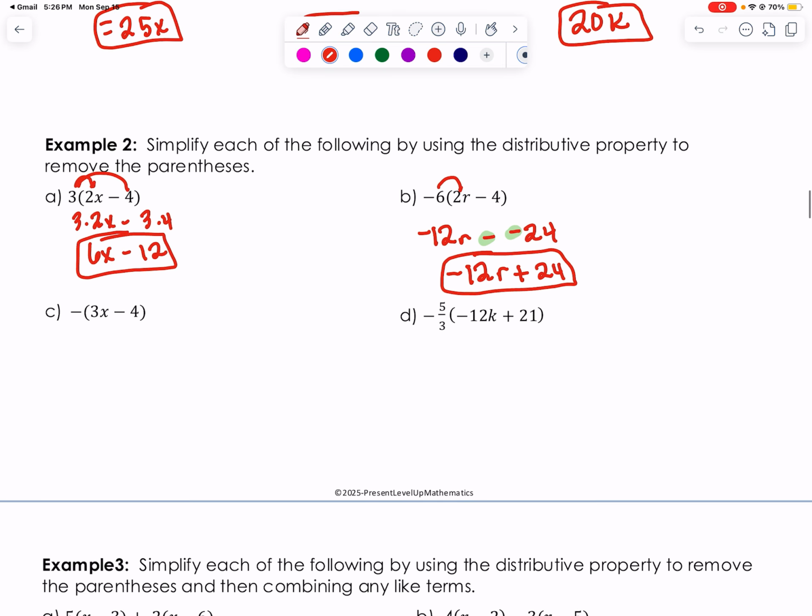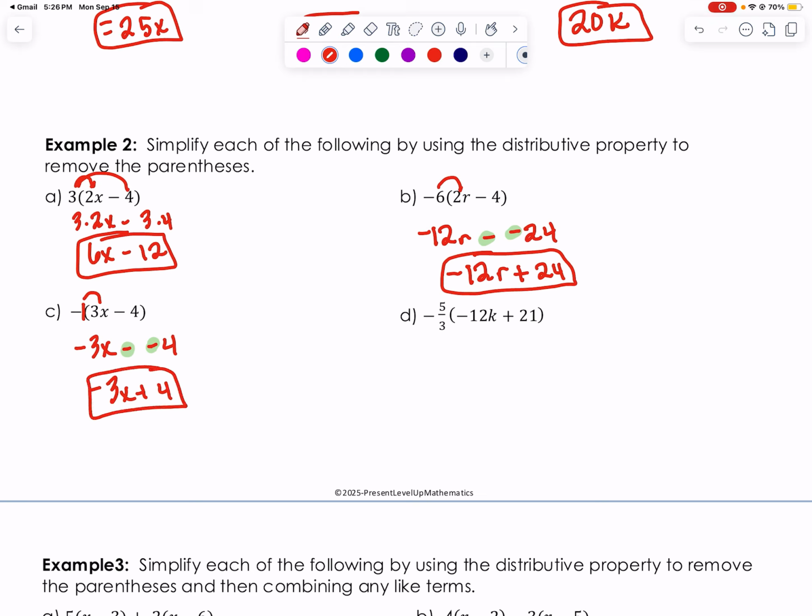Now, in problem C, it looks like we do not have a constant term to distribute, but this is an understood one. So negative 1 times 3x would be negative 3x minus negative 1 times 4 would be negative 4. Then notice we got double signs, so I need to rewrite this as negative 3x plus 4.